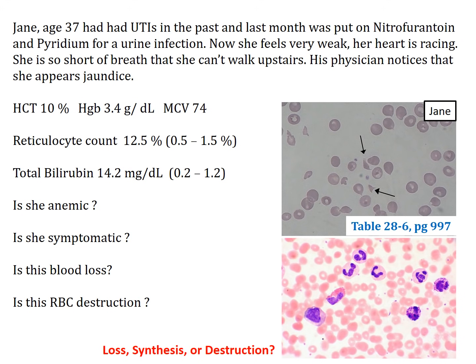Here's Jane. She was treated for a urinary tract infection with 2 different medications, nitrofurantoin, an antibiotic, and pyridium, a drug which is used as kind of like a pain medicine, kind of helps anesthetize the bladder so you don't get really bad dysuria. And now after her urinary tract infection is cleared, she feels short of breath and she's jaundiced. See what you can come up with her, okay?